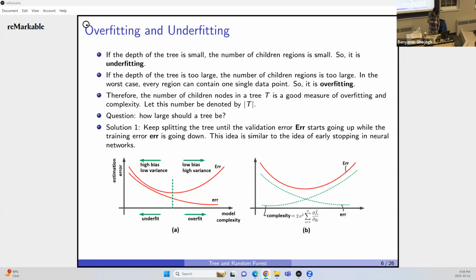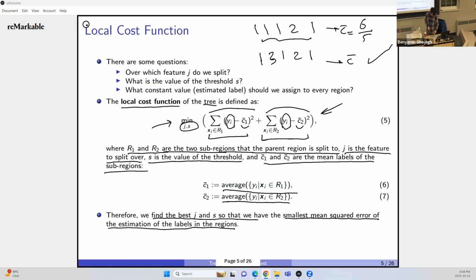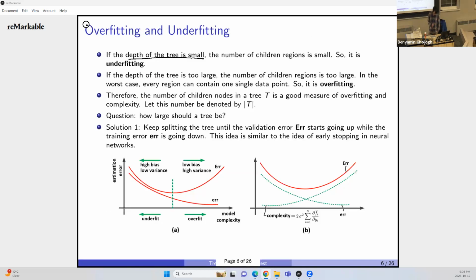Now, if the depth of the tree, by the way, I think I will tell you how to solve this. If I haven't, but anyway, we'll talk about how to solve this optimization problem. I told you that it is going to be hard because J is discrete. We will talk about it. But before that, let me analyze overfitting and underfitting in trees.